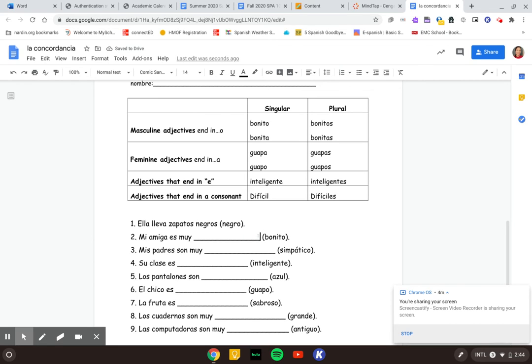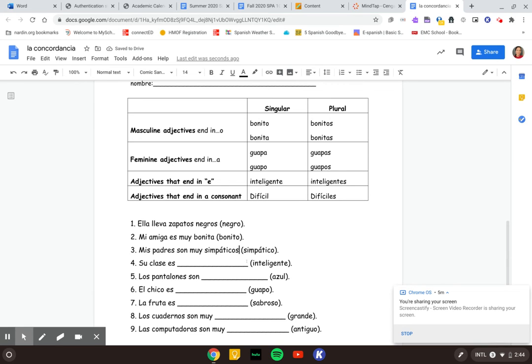Número dos, mi amiga es muy. And then we want to say my friend is very pretty. So since bonito is in the masculine form, we want to change it to the feminine form, bonita. Mis padres son. My parents are. Mis padres son muy. And the adjective is simpático, but we need to change that because simpático does not match mis padres because that's plural. So we are going to change it to simpáticos, more than one.